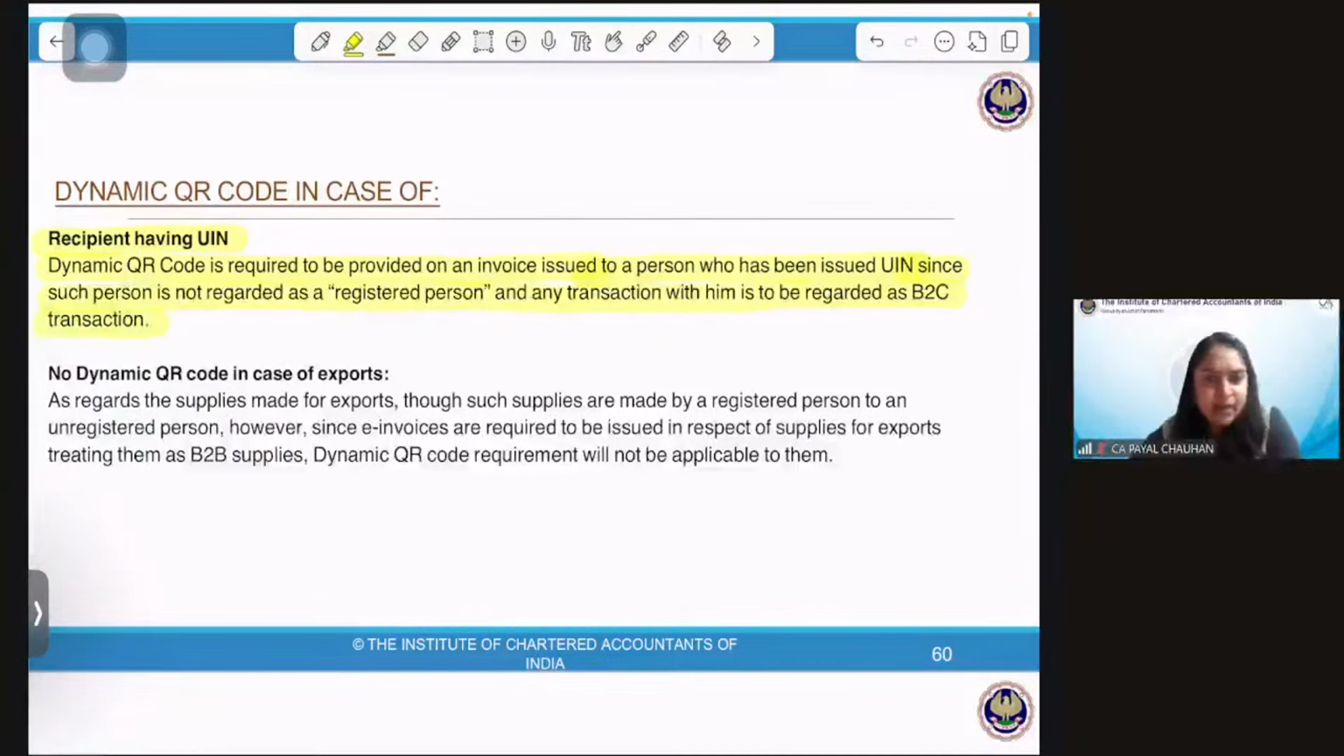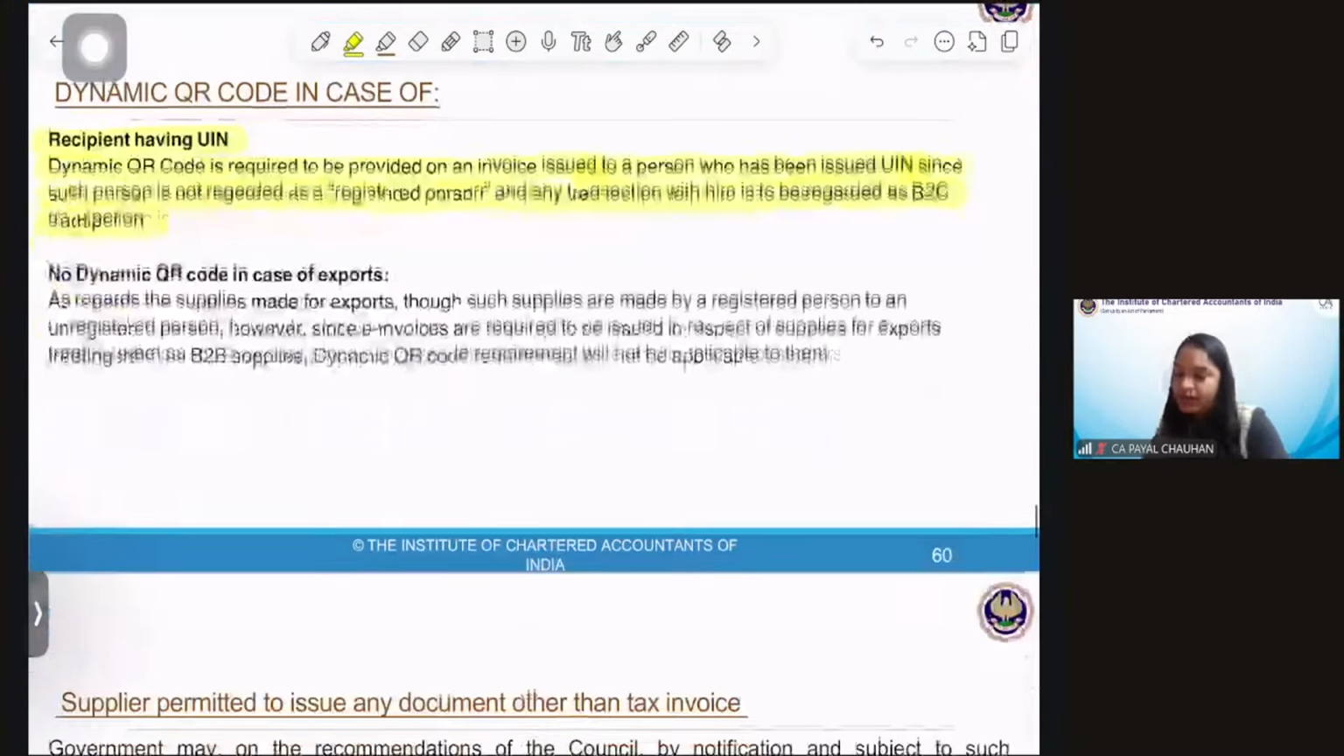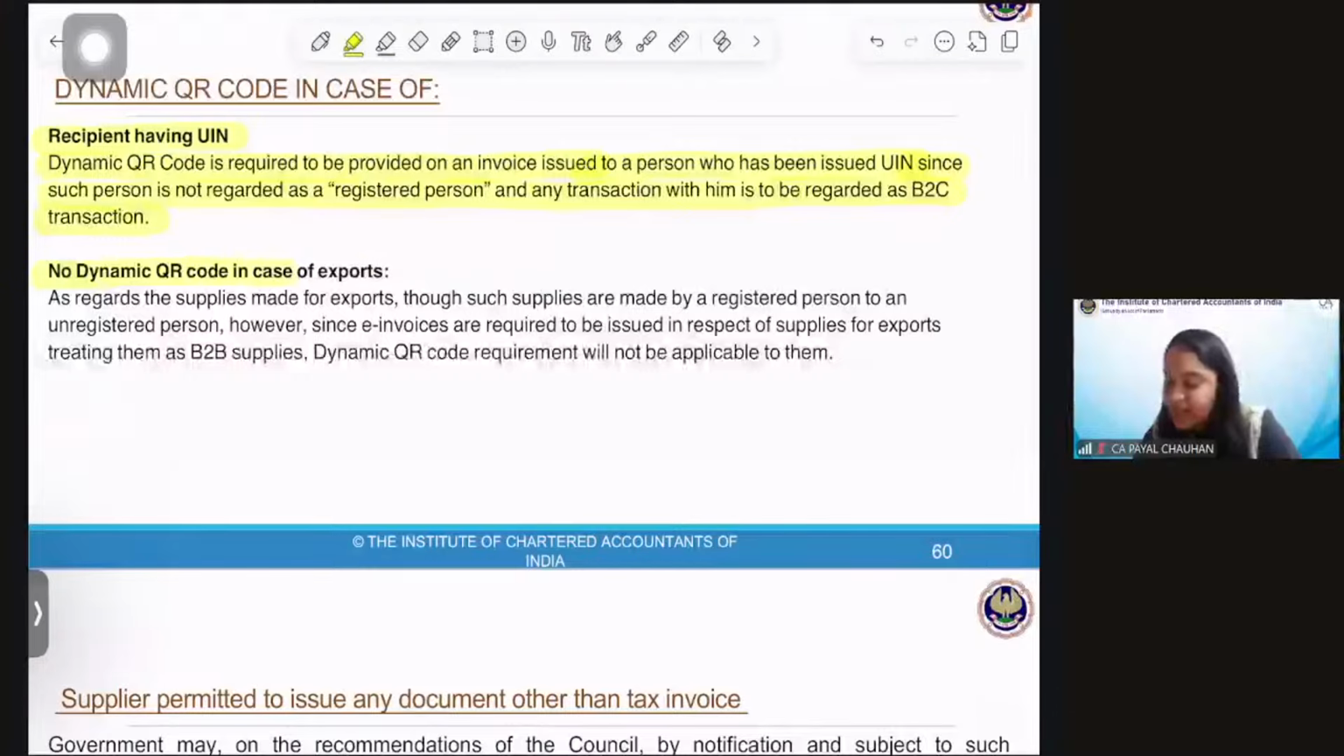Can anybody tell me the full form of UIN? Perfect. And they are issued to? Perfect. You people told me a foreign company. Perfect. That's why I asked you. Yes, if it is a UIN transaction, then dynamic QR code should be there because it is regarded as B2C transaction. Then we have no dynamic QR code in case of export.